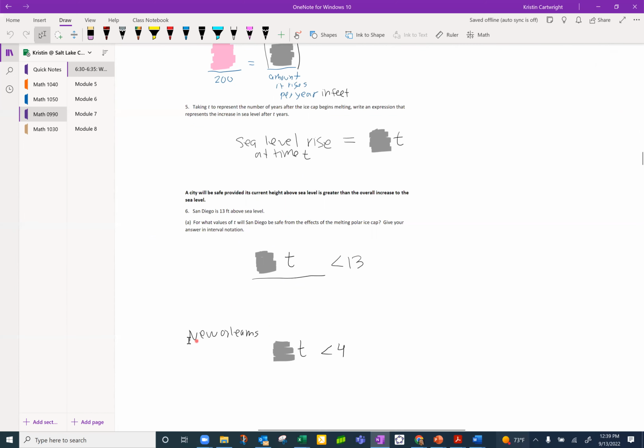And then New Orleans is even lower to the ocean. It's only 4 feet above sea level. So I would solve this inequality to figure out how much time New Orleans is safe.